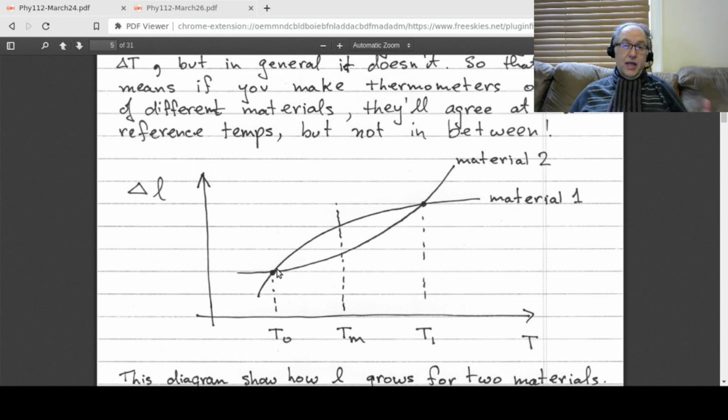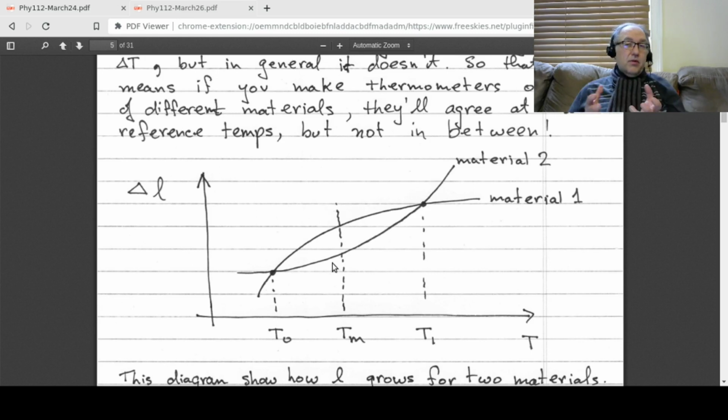Both thermometers are going to say, yes, we're at 0 degrees Celsius, because you designed the thermometer that way. They'll both agree that water is boiling. So they're your two reference temperatures. But at some intermediate temperature, because material 2 is expanding with a positive curvature and material 1 is expanding with a negative curvature, in the middle they disagree.